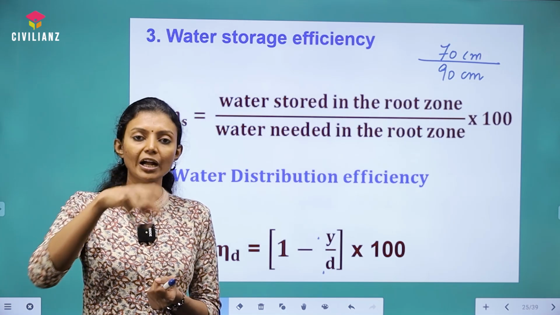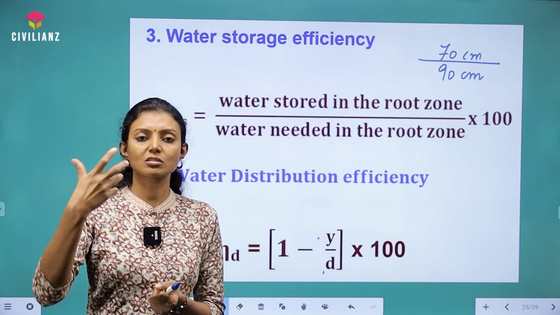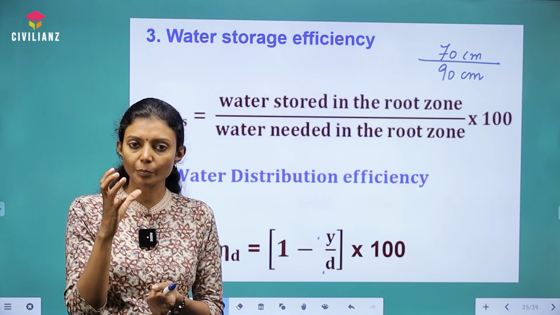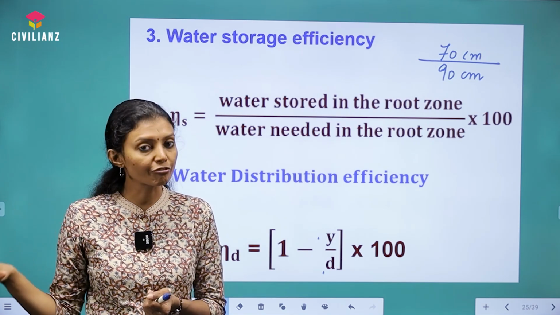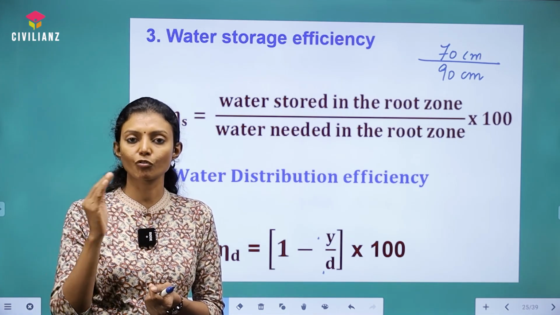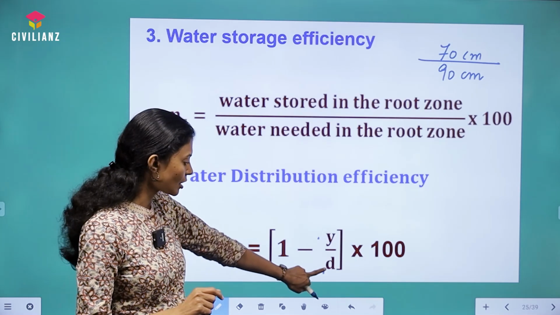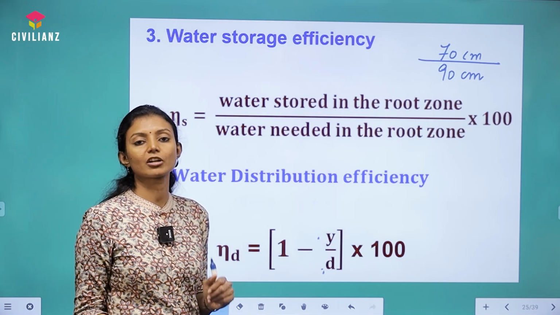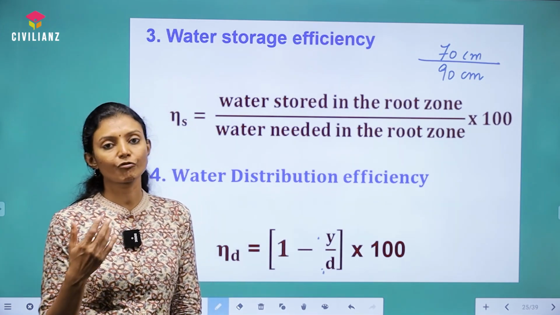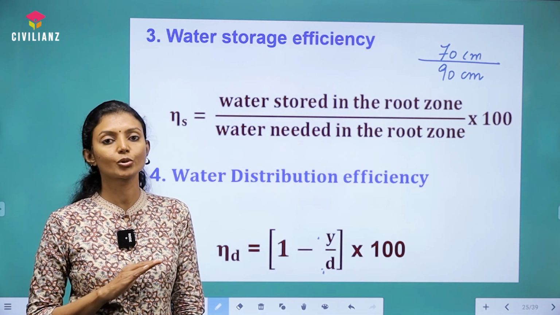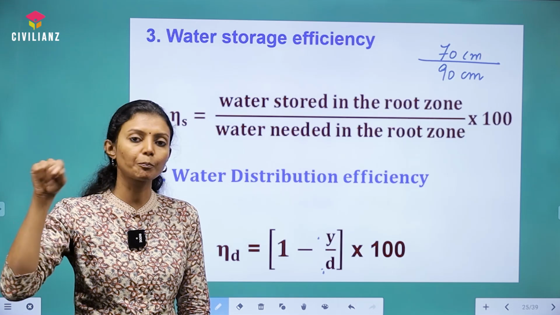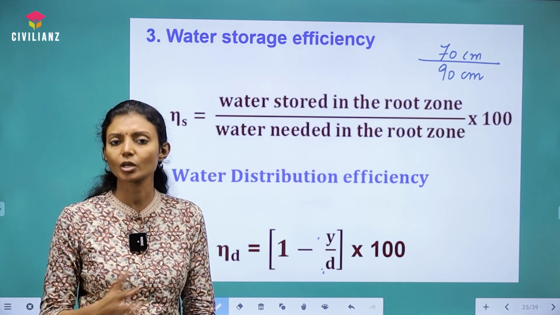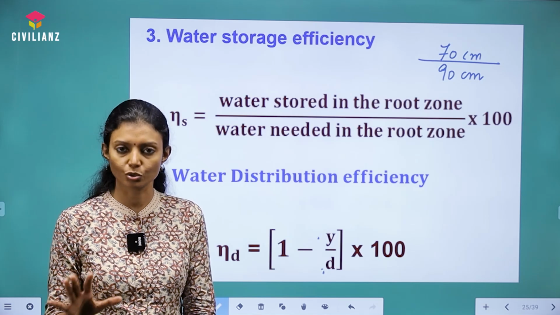If you are dividing the land into plots and supplying water to each plot, we should ensure that each plot gets water uniformly. The average depth of water stored in these plots is small d, and the numerical deviation from the average depth of water stored is y. If we want 100% efficiency, there shouldn't be any deviation. All the plots should get the same depth of water. Then only we can ensure proper harvesting and proper growth of the crop.